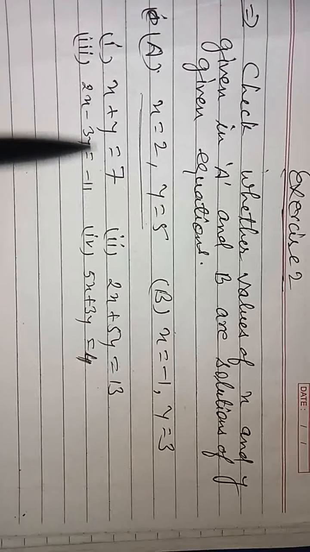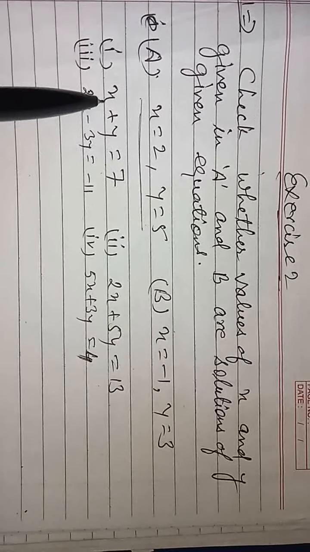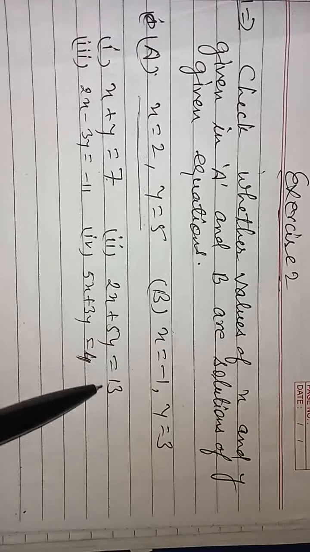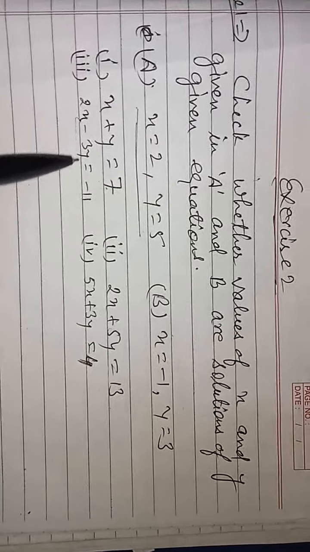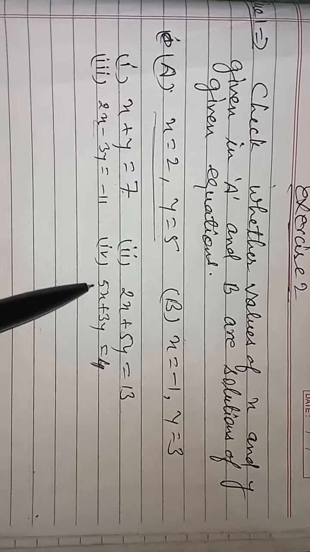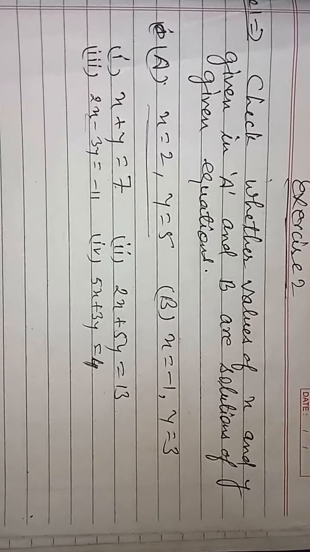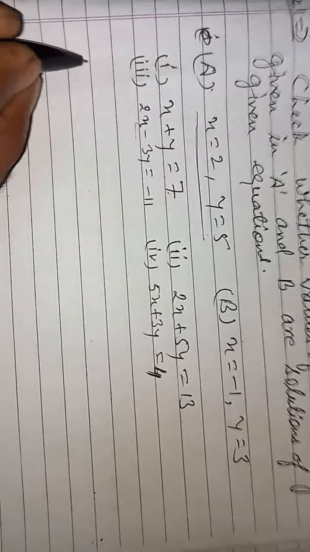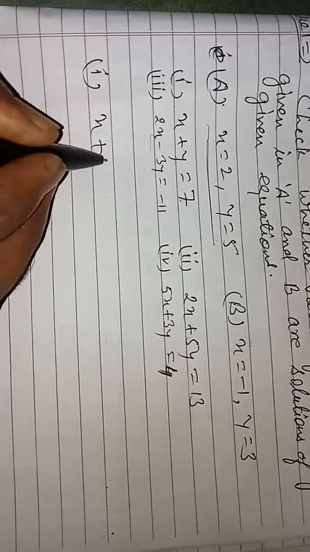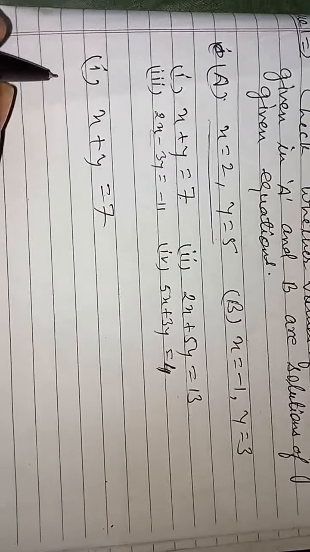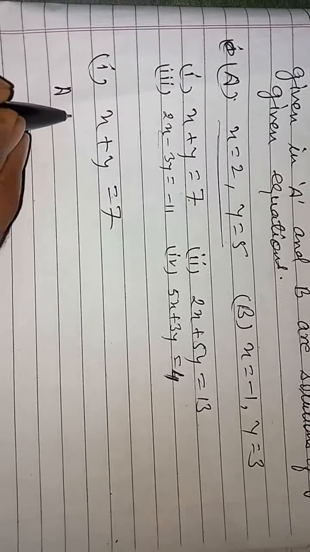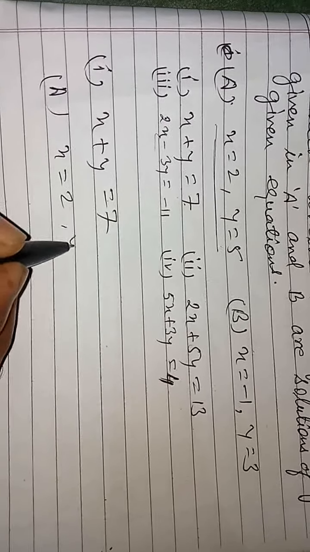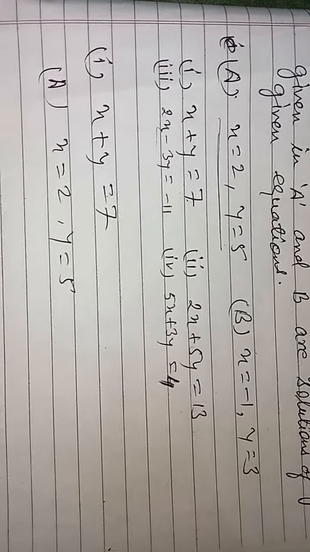There are four equations. They are x plus y equal to 7, second 2x plus 5y equal to 13, third 2x minus 3y equal to -11, and fourth 5x plus 3y equal to 4. First equation is x plus y equal to 7, and A is x equal to 2, y equal to 5.